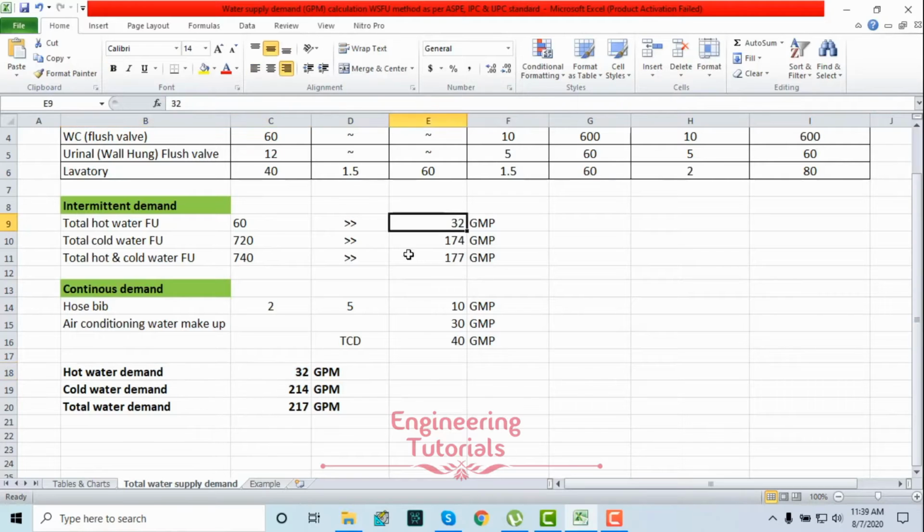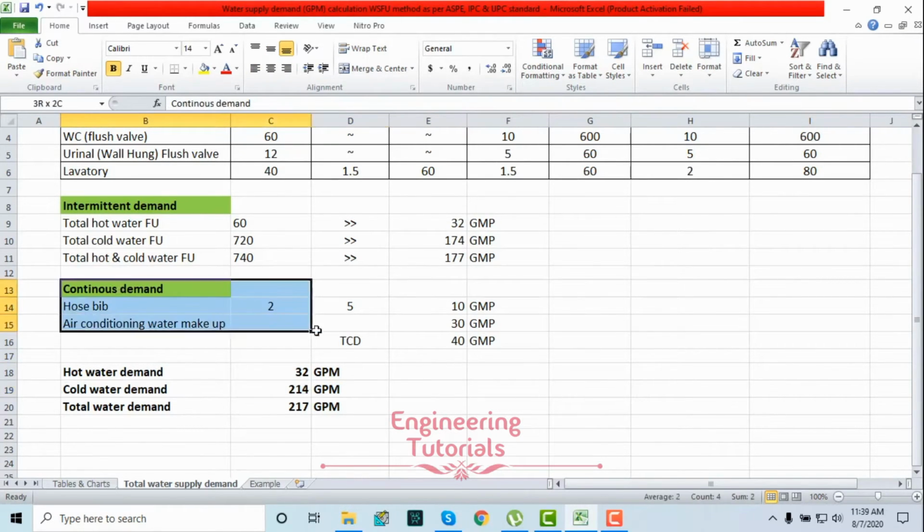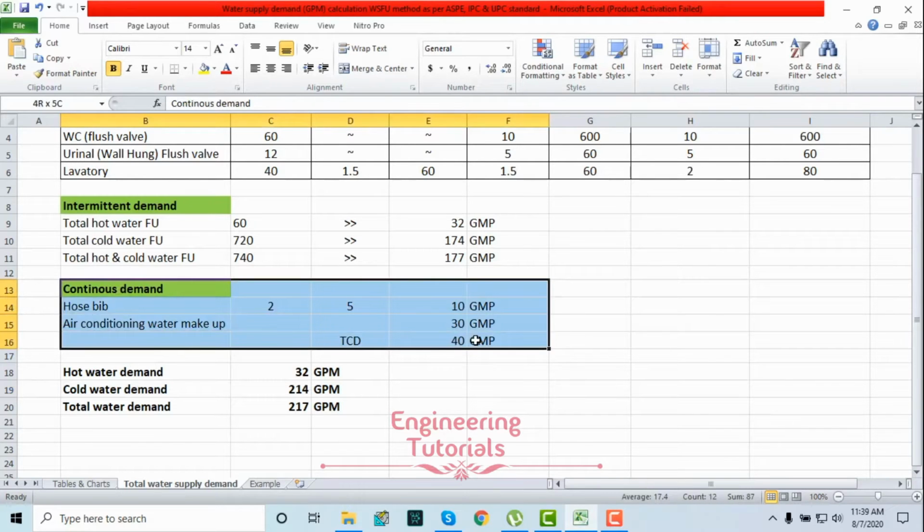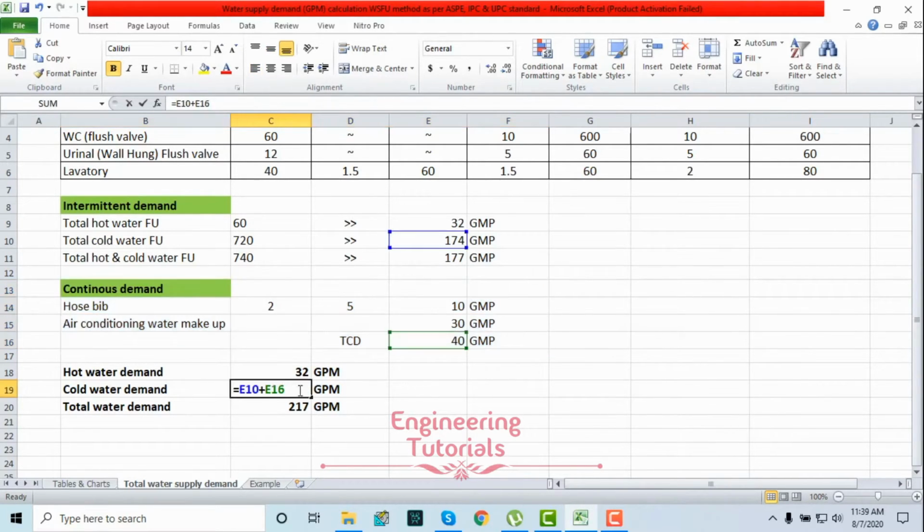That's why we did not add any continuous demand to our hot water demand. It's simply 32 GPM. But for cold water demand, we need to add the continuous demand, because hose bibbs and air conditioning water makeup equipment require normal or cold water. So the total cold water demand is the 174 we calculated for intermediate demand plus the continuous 40. So 174 plus 40 equals 214 GPM.